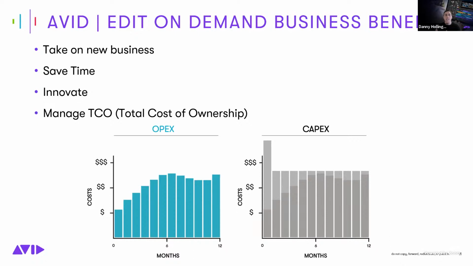How can you get in there and actually address that? If you've built systems on premise today, you might already be at capacity, or if you want to try and build something on premise, you're going to have to try and build for some sort of peak that you're effectively guessing for. And then what happens when you hit that peak? Suddenly, Edit on Demand enables you to take on that new business rapidly.